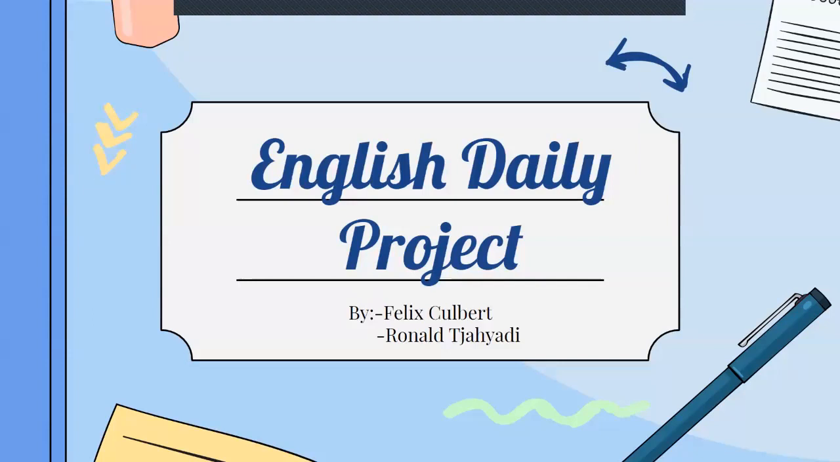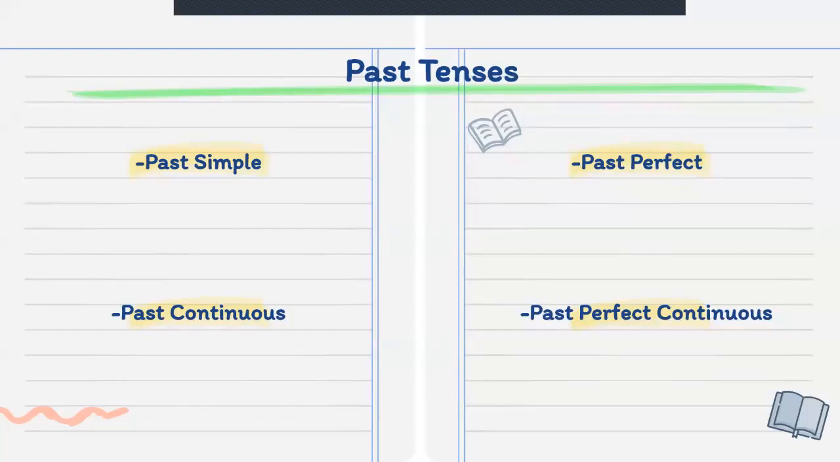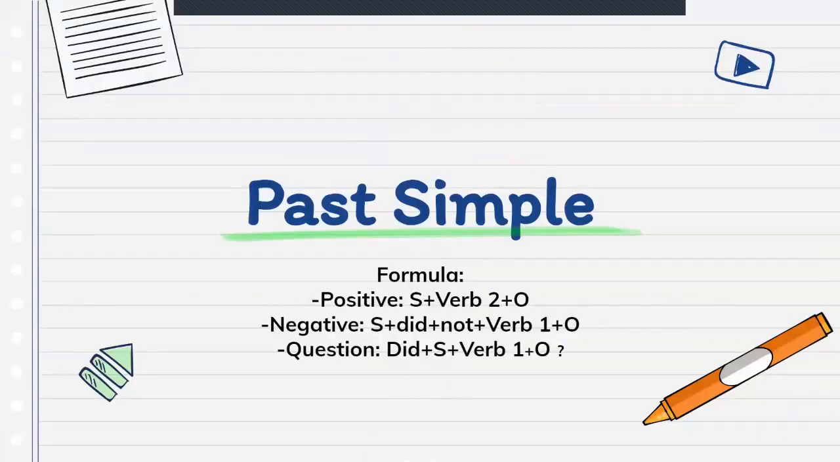Today we're going to explain about past tenses and present tenses. So I will start with past tenses. There are four types of past tenses: past simple, past continuous, past perfect, and past perfect continuous. So the first one is past simple.